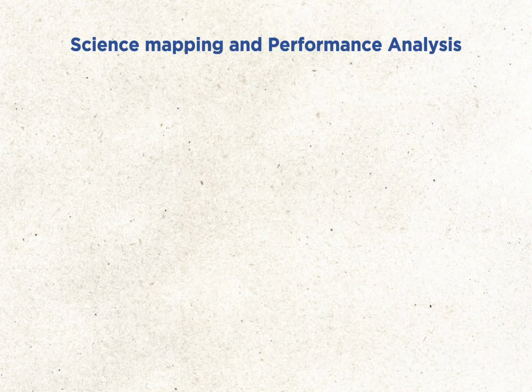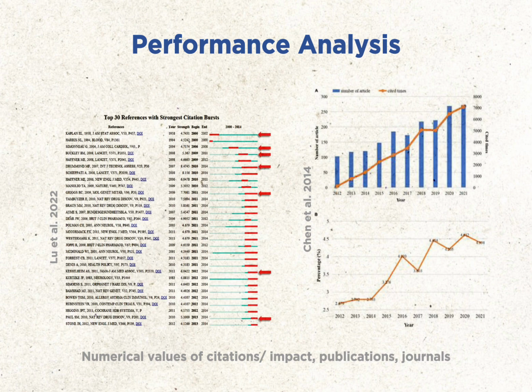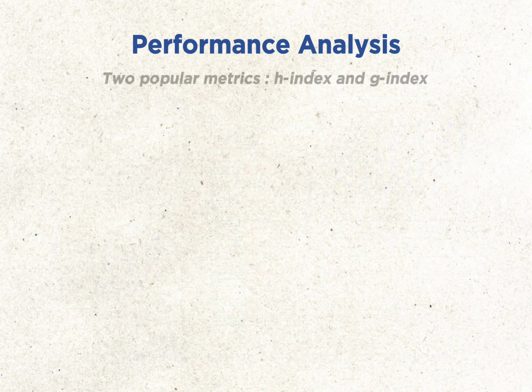So far, we've seen techniques used for science mapping. Another application of bibliometrics is performance analysis. It quantifies citation and publication metrics. You're able to gain a numerical sense of the most influential papers, the journals that have published the most papers, and the total number of publications overall and their distribution over time. Two popular metrics are the H-index and G-index.